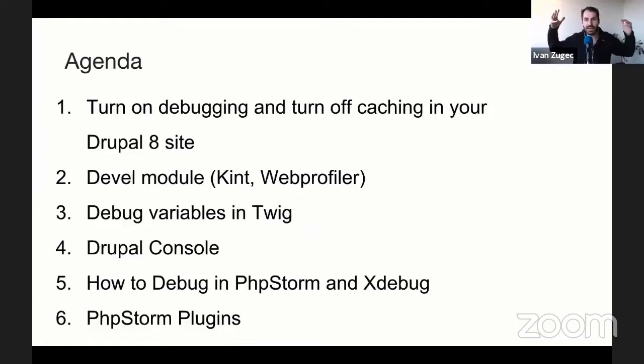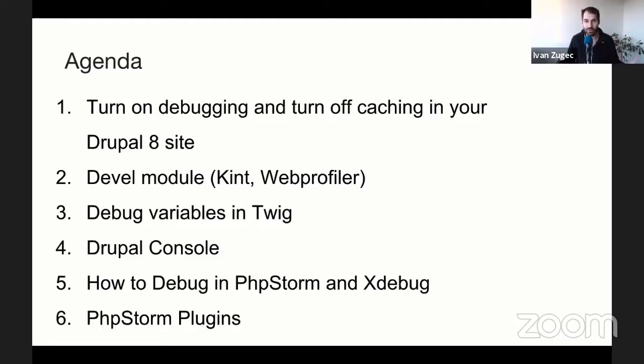But today we are here to talk about debugging and the myriad of ways you can debug in Drupal. If you have used Drupal in the past, you know that there's always 10 different ways to do things. And when it comes to debugging, there's 10 different ways to debug. So we'll first look at how to turn on debugging and also turn off caching in Drupal 8. I'll go into more detail about that in that section. And then in section 2, we'll look at the Devel module and more importantly, 2 submodules that come with it, Kint and WebProfiler. And then we'll look at how to debug variables in Twig using Kint.